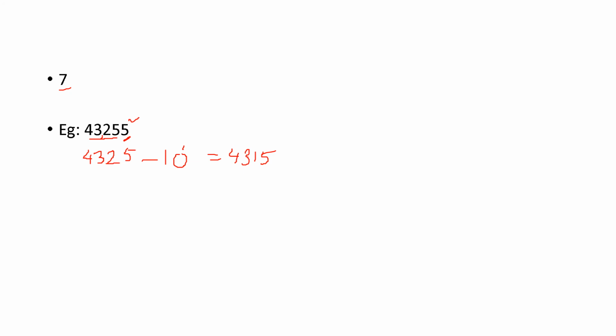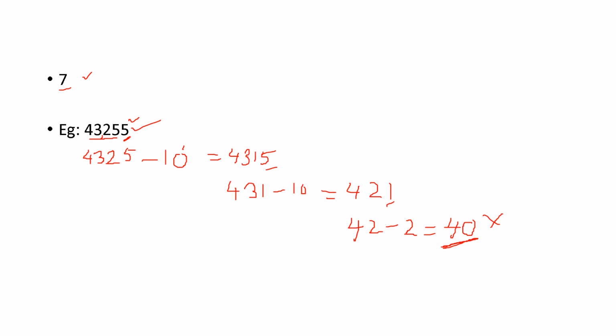Okay. Now again, take 431 minus double of the last digit, 10. What is that number? Difference, 421. Okay. Now again, take 42 minus double of the last digit, 2. Okay. So what is that? It is 40. Now check whether 40 is divisible by 7 or not. We know that 40 is not divisible by 7. So we can say that the given number is not divisible by 7.